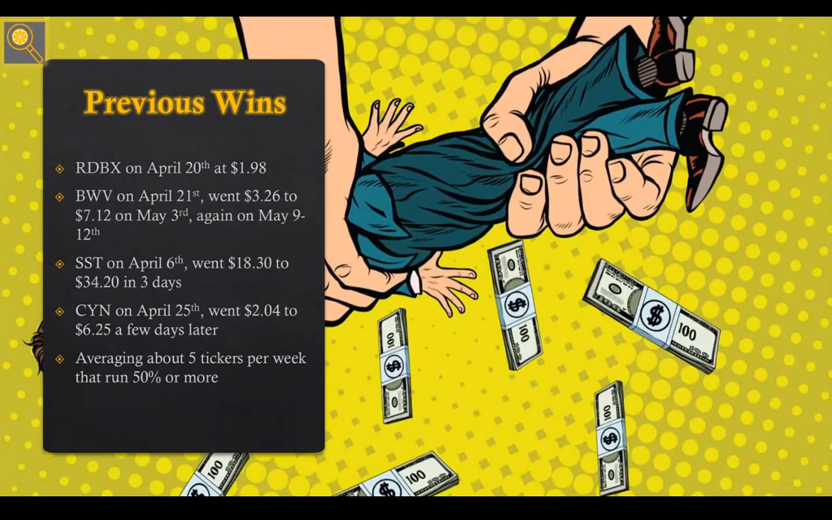On average, I've been finding about 5 tickers per week that run, say 50% or more. It's been a little less. September was kind of a disappointing month in the markets, but hopefully we'll get back to some bullish trends here, and we'll start seeing some more squeezes pop up.